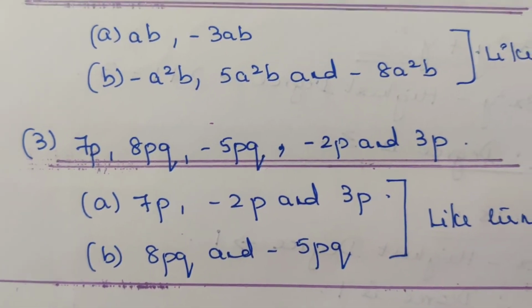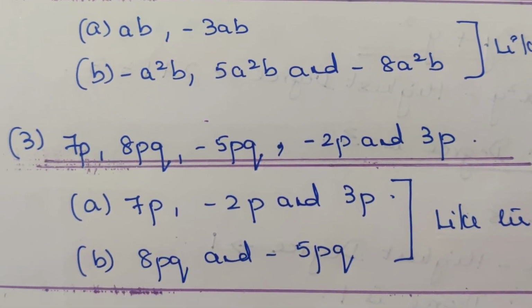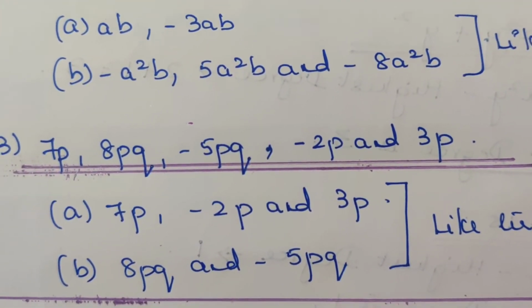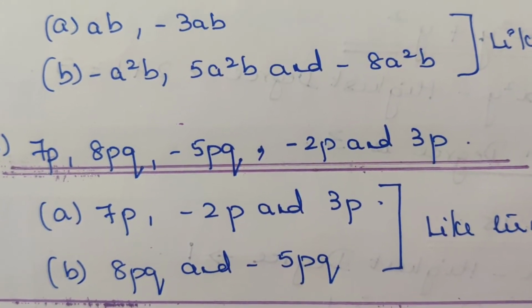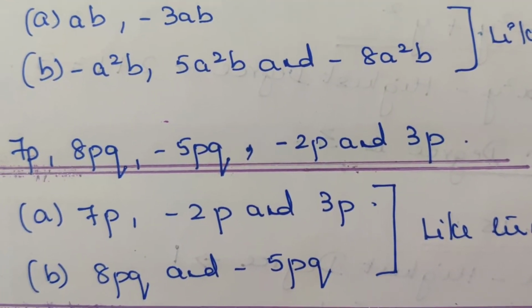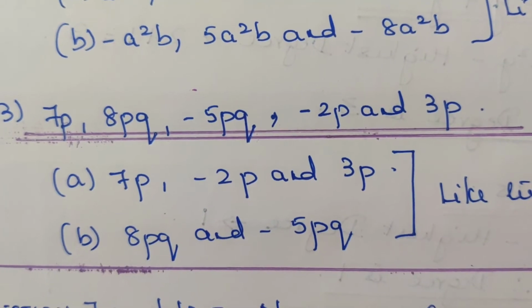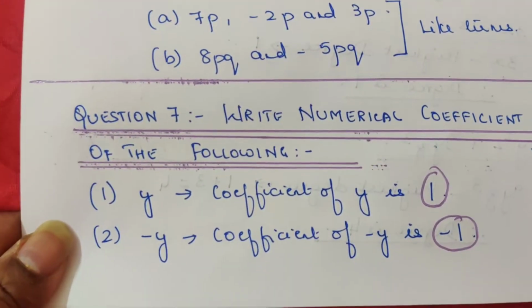Next one, 7p, 8pq, minus 5pq, minus 2p and 3p. 7p, minus 2p and 3p are the first set of like terms. 8pq and minus 5pq are the next set of like terms in this question. Just pausing. Now let's move on to question number 7.